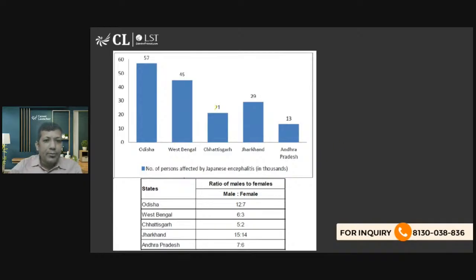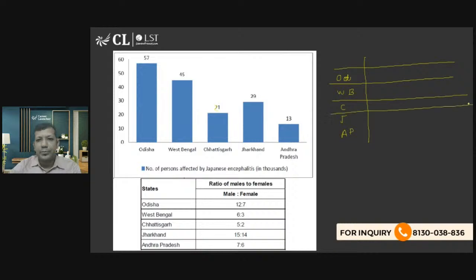So this is 21. So now I got Odisha. This is Odisha. Then I got what? West Bengal. Then I got what? Chhattisgarh, Jharkhand, Andhra Pradesh. These 5 states are there. In 5 states, I got male and female. I'm going to make them in a ratio. 12 plus 7 is what? I'm going to write males over here. I'm going to write females over here. Then I'm going to write total over here.